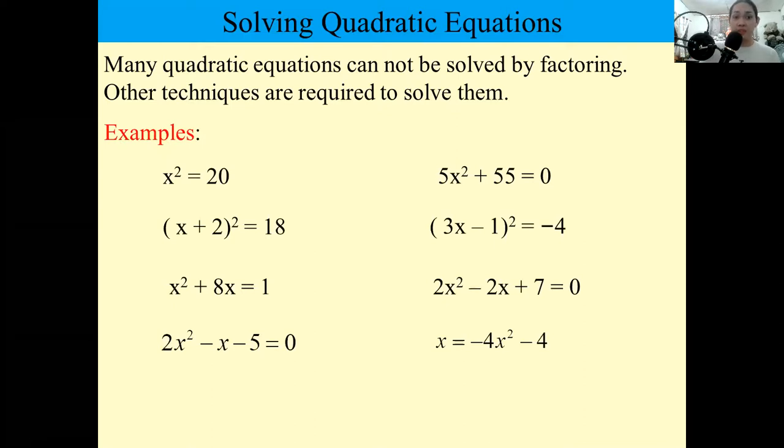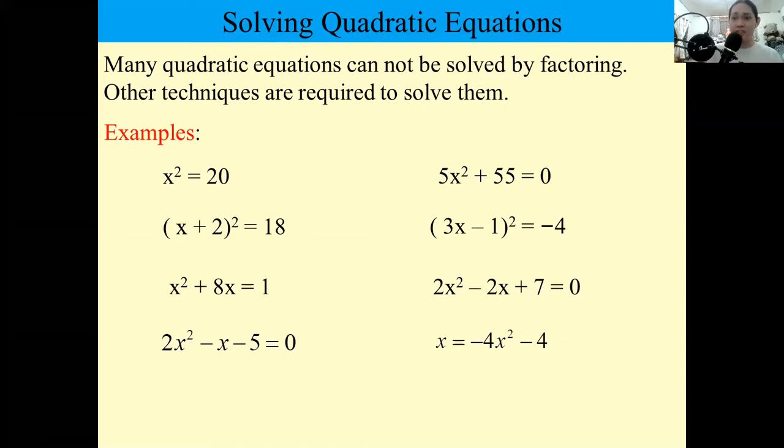As you can see, we have x squared is equal to 20. We have the quantity x plus 2, squared, is equal to 18. And x squared plus 8x is equal to 1. 2x squared minus x minus 5 is equal to 0. 5x squared plus 55 is equal to 0. Quantity 3x minus 1, squared, is equal to negative 4, and so on and so forth. These are examples of quadratic equations.